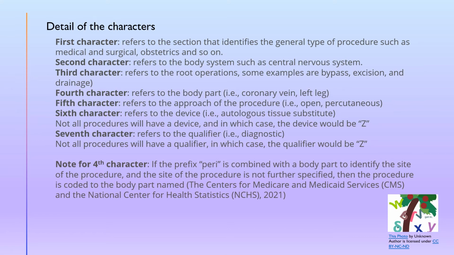The sixth character refers to the device, such as autologous tissue substitute. Not all procedures will have a device, in which case the device would be Z. The seventh character refers to the qualifier, example diagnostic. Not all procedures will have a qualifier, in which case the qualifier would be Z. A note for myself that I found out about the fourth character, that is the body part: if the prefix peri is combined with a body part to identify the site of the procedure is not further specified, then the procedure is coded to the body part named.